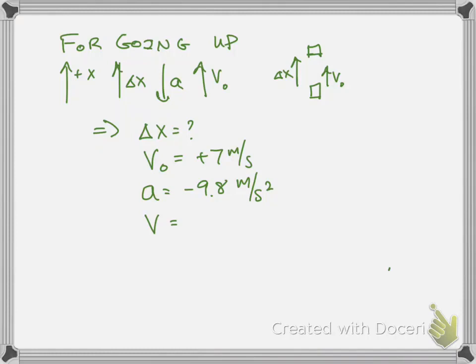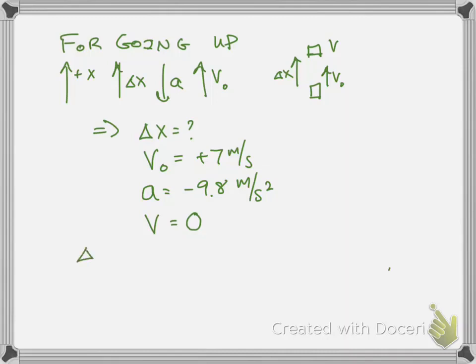V0 is positive 7 meters per second because the V0 vector is pointing in the same direction as the plus x vector. A is minus 9.8 meters per second squared now because A is opposite the positive direction vector. And V final. What about V final? V final is the velocity at the top. What is V final? If we're talking about something that we throw up and we want to know how far it goes, that is when it comes to a stop. So V final is what? It's zero, right? It comes to a stop at the top when we throw it upwards.